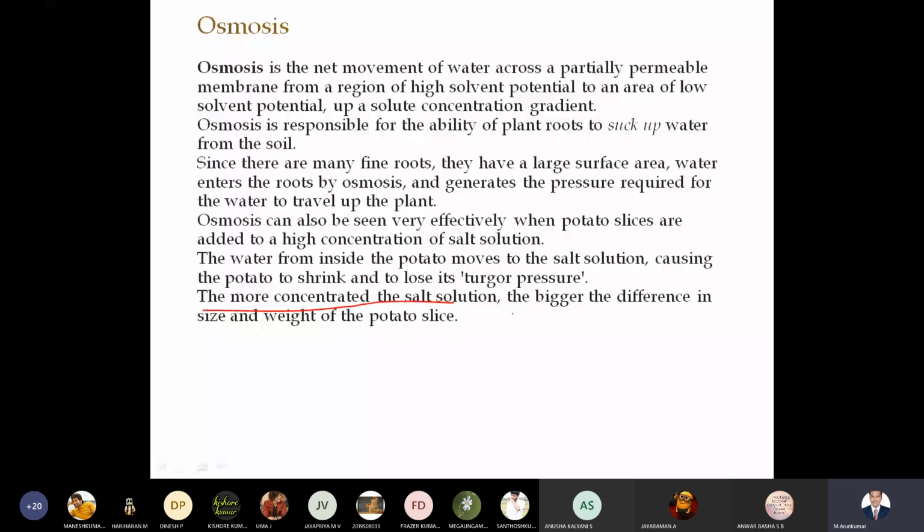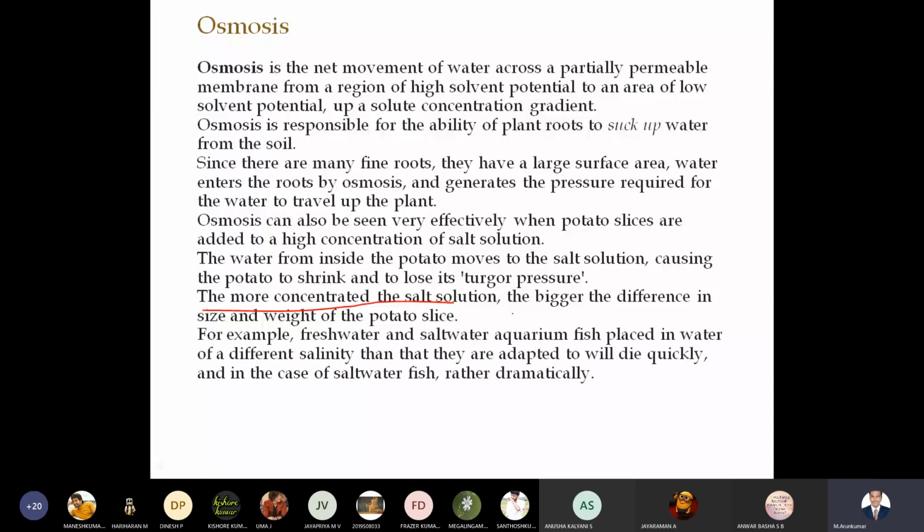So actually this is a real-time application of mass transfer. We can take another example also. You can take freshwater and saltwater aquarium fish. Fish placed in water of a different salinity than the one they are adapted to will die quickly. Yes, we can conduct this experiment also, and the saltwater fish reacts rather dramatically compared with the normal water fish.